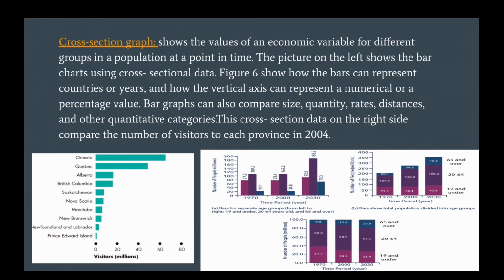The figure on the left-hand side shows bars that can represent countries or years, and the vertical axis can represent a numerical or a percentage value. Bar graphs can also compare size, quantity, rates, distances, and other quantitative categories. This cross-section data on the right side compares the number of visitors to each province in 2004.